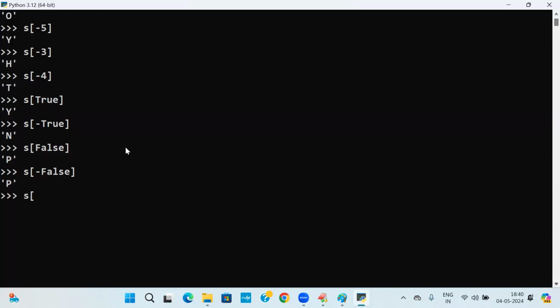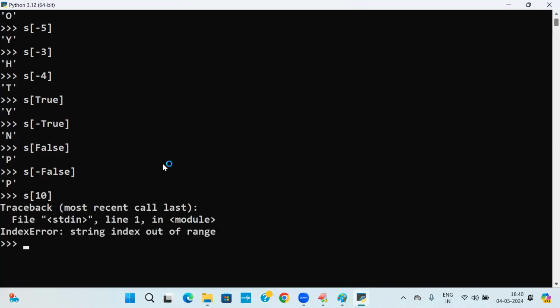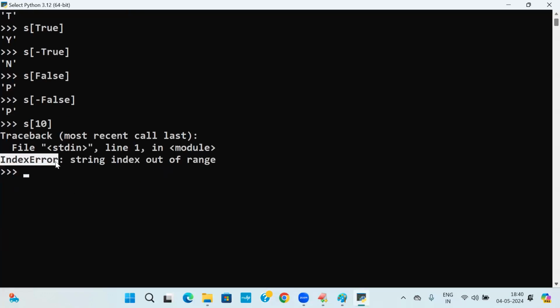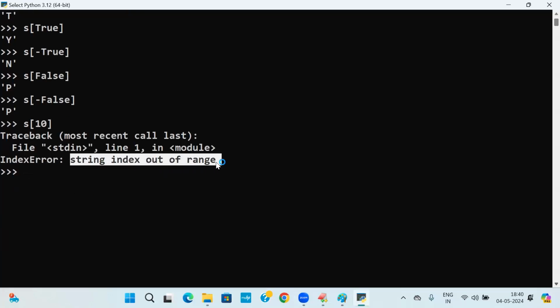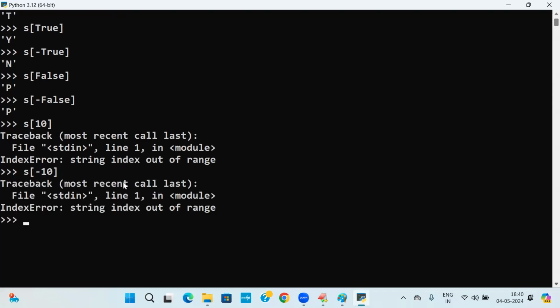Now I am asking S of 10. Index error, because there is no 10th index. So the answer is what? Index error. Read out: IndexError, string index out of range. Out of range. S of minus 10. On the negative side also there is no such minus 10. What is this called? Index error. Clear or not clear? Clear. Are you following me?